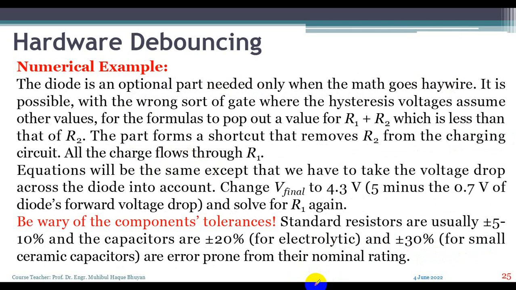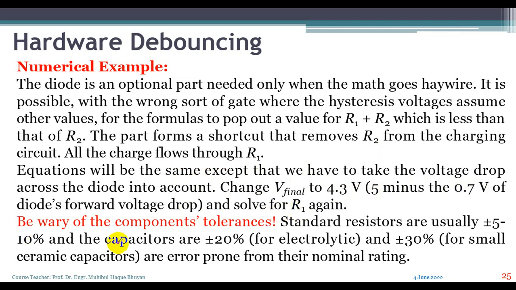The diode is an optional part needed only when the math goes haywire. It is possible with the wrong sort of gate, where the hysteresis voltage assumes other values, for the formulas to pop up a value for R1 plus R2 which is less than that of R2. The diode forms a shortcut that removes R2 from the charging circuit. All the charge flows through R1. The equations will be the same except that we have to take the voltage drop across the diode into account. Change V final to 4.3 volt, which is 5 minus the diode's forward voltage drop of 0.7 volt, and solve for R1.